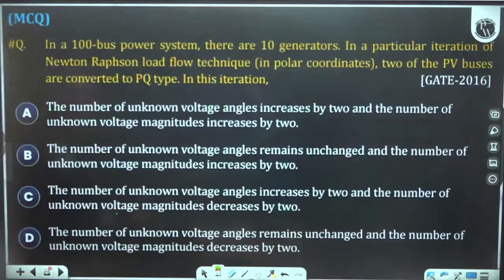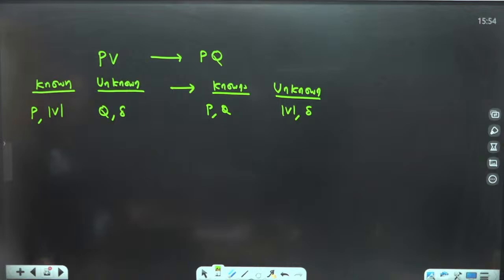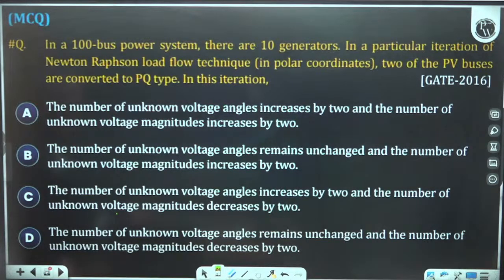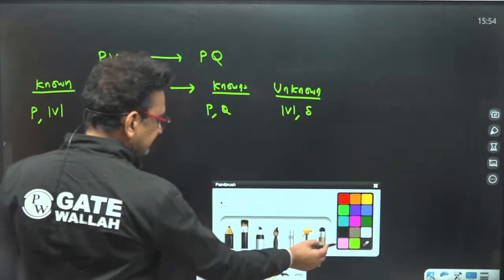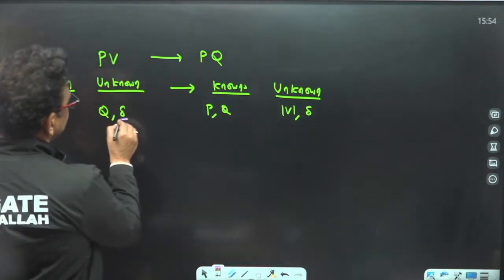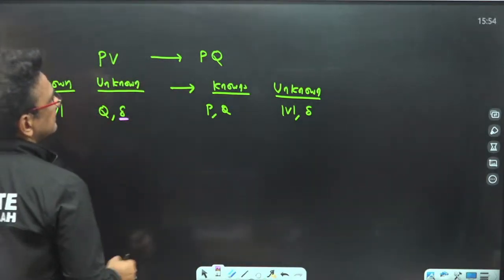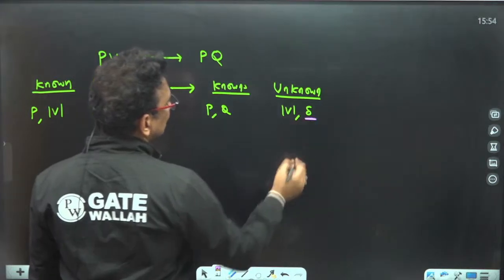Now you have to tell how much the unknown voltage angle is increased and how much the unknown voltage magnitude is increased. Unknown voltage angle: see here, the voltage angle is already unknown in the PV bus. In the PQ bus also the voltage angle is unknown.